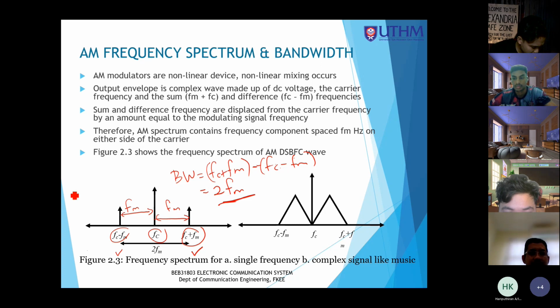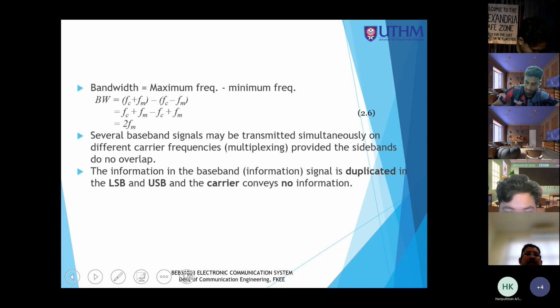So 2 FM is for the double sideband full carrier. Okay, its bandwidth is 2 FM. Okay, this has also been explained.